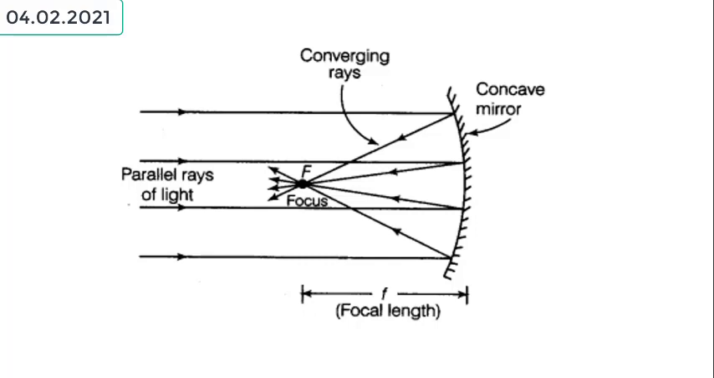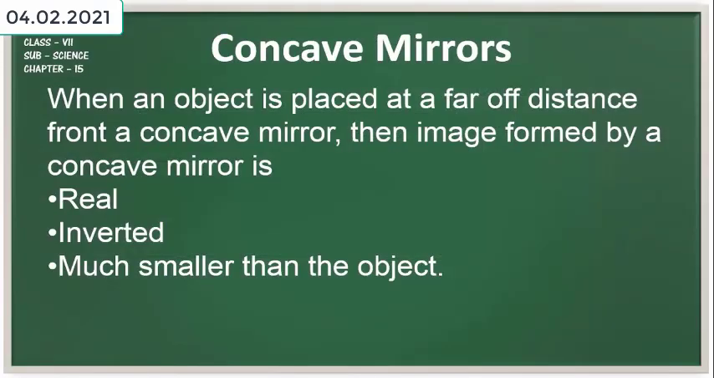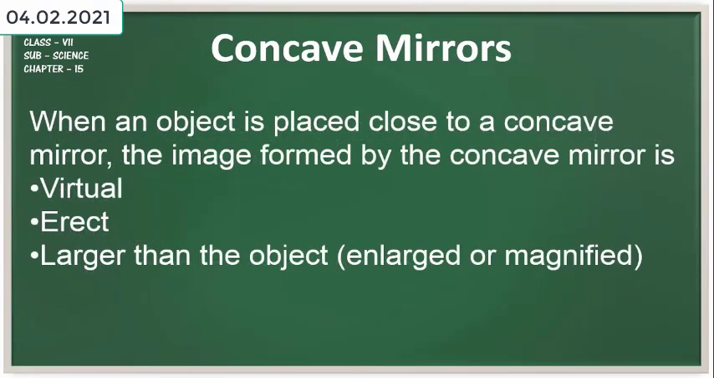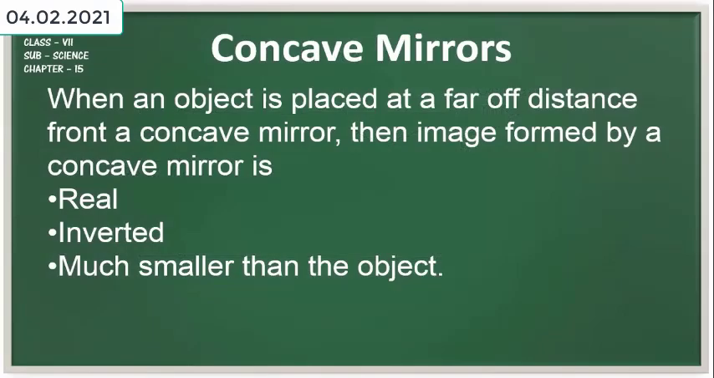The image formed by a concave mirror is much smaller than the object in real, and when an object is placed at a far off distance from a concave mirror, then the image formed by the concave mirror is real, inverted and much smaller than the object. And when an object is placed close to a concave mirror, the image formed by the concave mirror is virtual, erect and larger than the object.